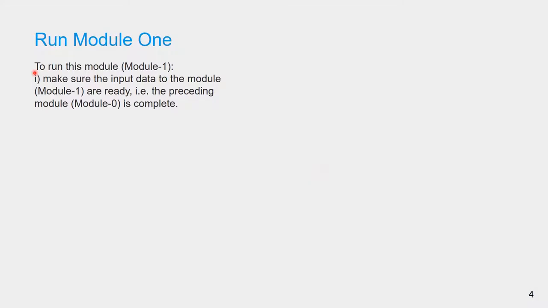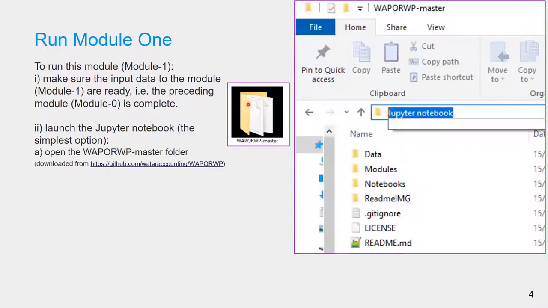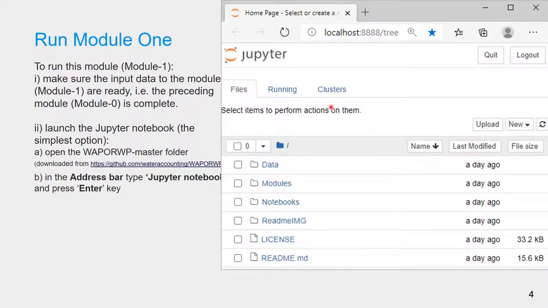There are four main steps to run this module. Firstly, make sure the input data to the module are ready, that is, the preceding module is complete. Secondly, launch the Jupyter notebook. The simplest option to open the Jupyter notebook is to start with opening the WAPOROCW master folder, which is downloaded from the GitHub repository. In the open folder, in its address bar, type Jupyter notebook and press enter key. That leads you to open Jupyter notebook environment.